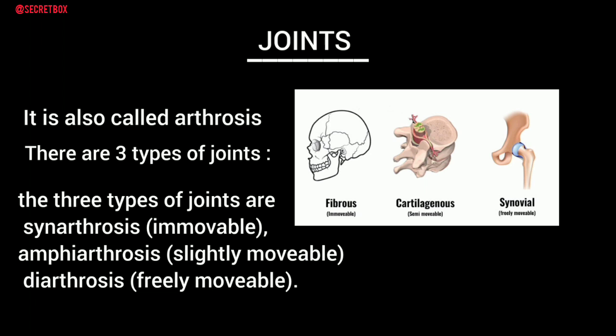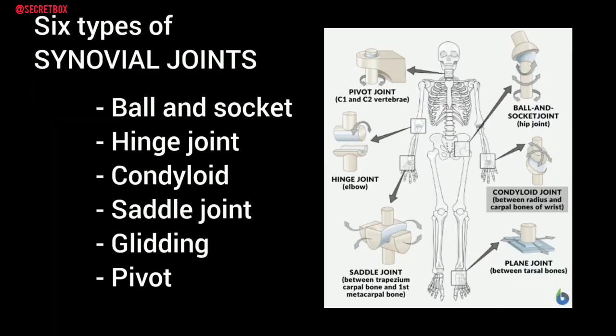Joints. They are also called arthrosis. There are 3 types of joints: synarthrosis, immovable; amphiarthrosis, slightly movable; diarthrosis, freely movable. 6 types of synovial joints: ball and socket, hinge joint, condyloid, saddle joint, gliding, pivot.